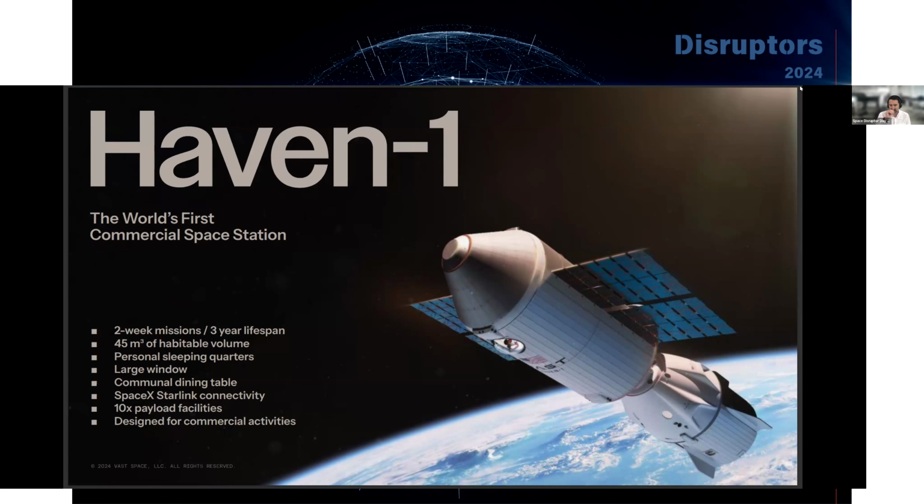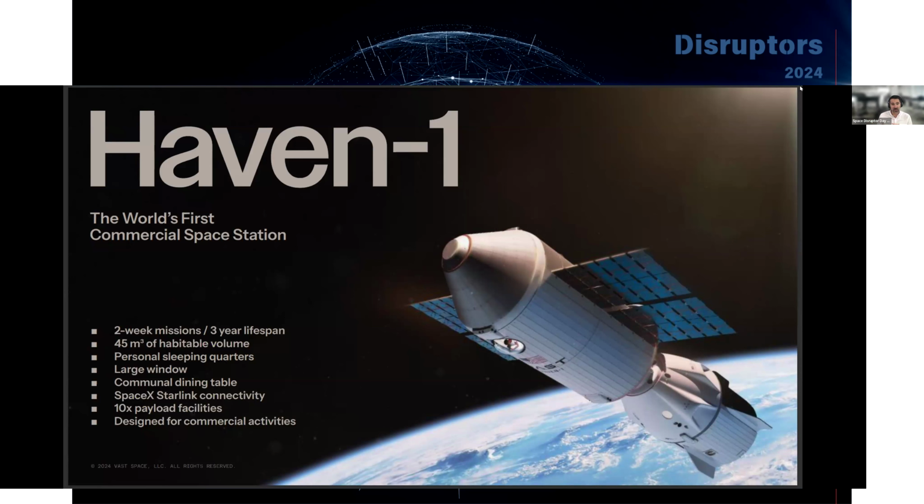We have a large window dome. You can see that on the picture there for viewing the Earth. We have a large kind of communal working area with an extendable table for dining and for working on the laboratory. We have a large high bandwidth link with Starlink connectivity in the space station.